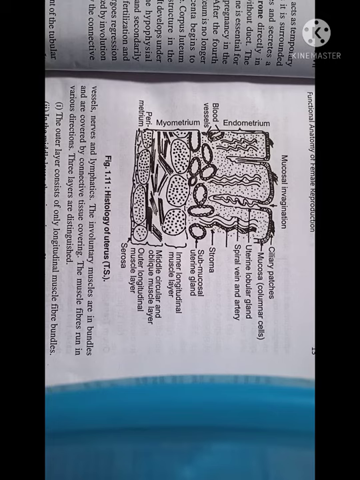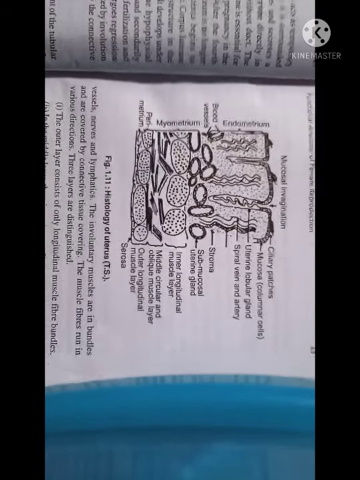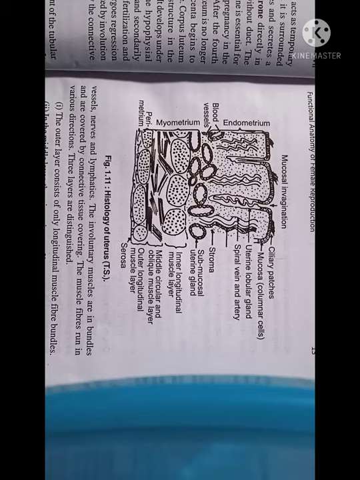So we study them one by one. First, the perimetrium. It is the outer coat of peritoneum, and it is essential for protection. The peritoneum passes laterally from the uterus and extends to the side wall of the pelvis, forming a double walled broad ligament.